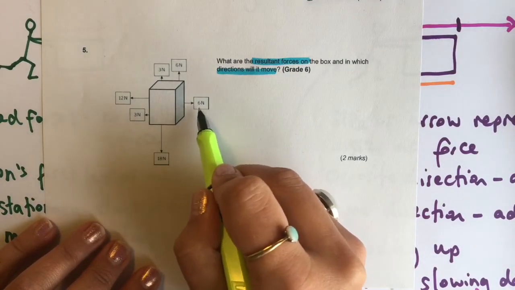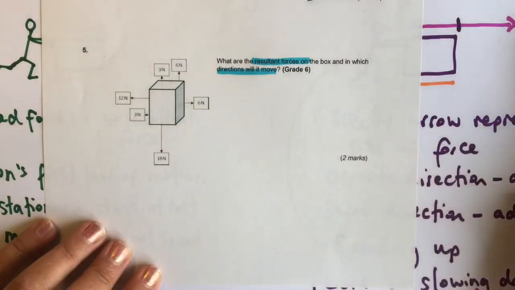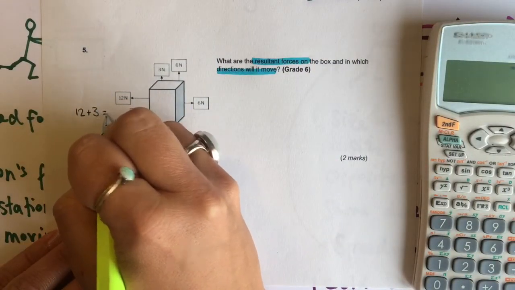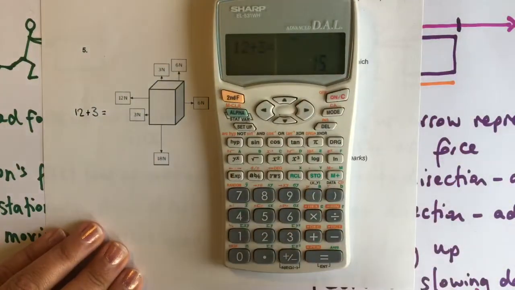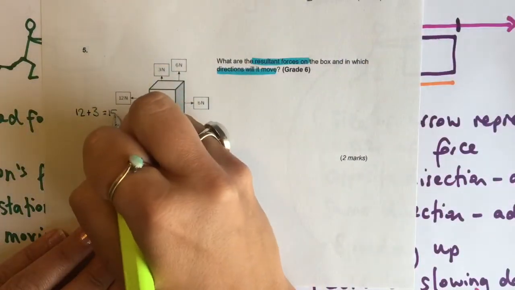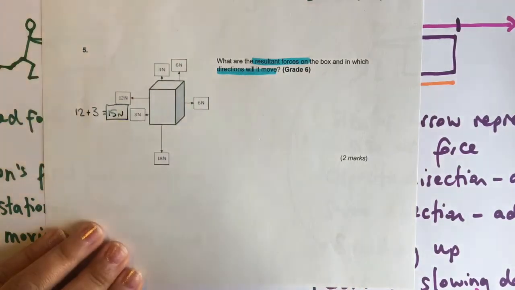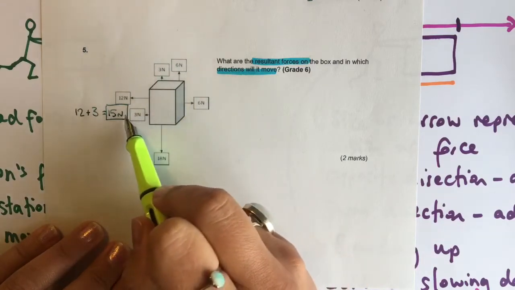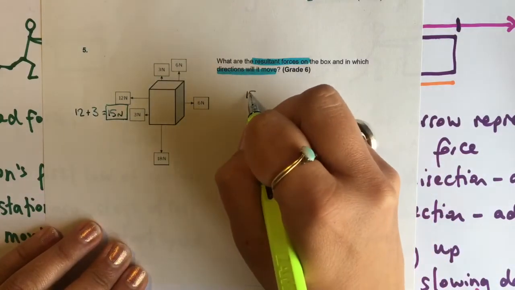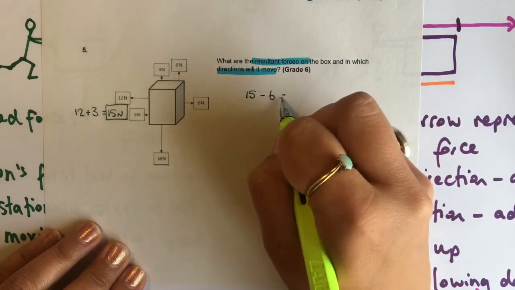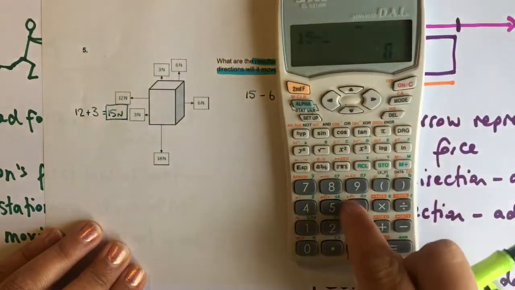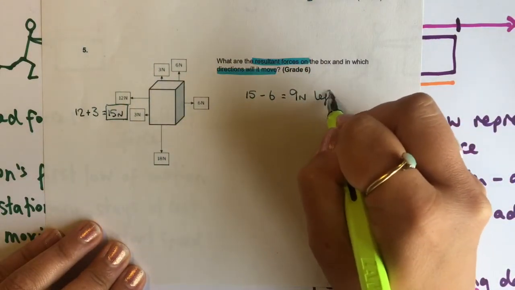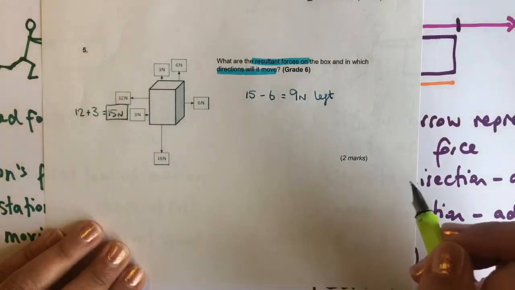So we've got 6 newtons going to the right, so let's have a look at what we've got going left. We've got 12 and 3, so we're going to do 12 plus 3 is 15. Okay, so this isn't going to be balanced. We've got 15 and we've got 6, so we're going to find the difference between those two. So 15 minus 6 is 9, which is going to be to the left because 15 is on the left.